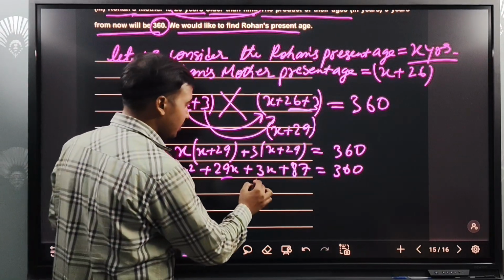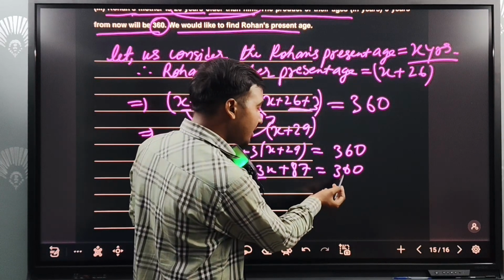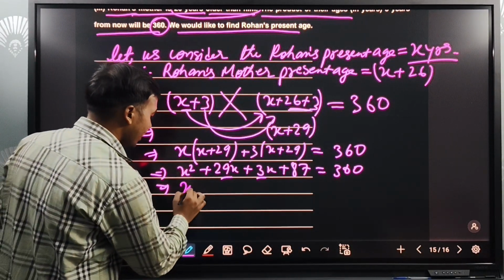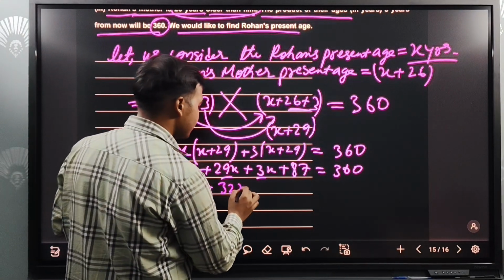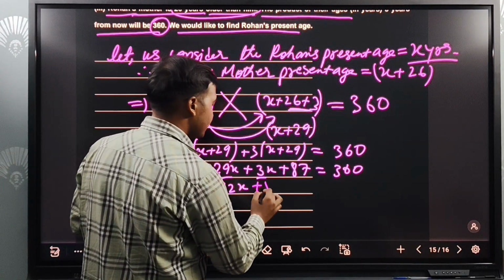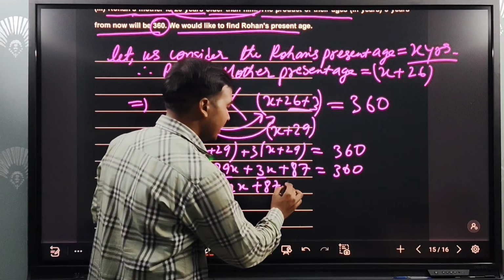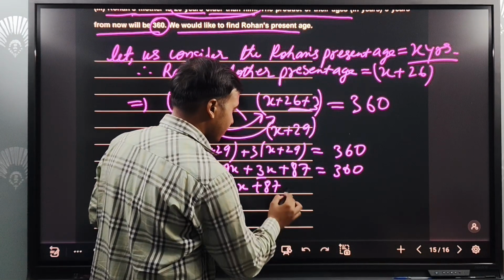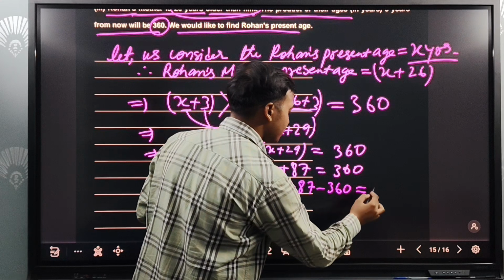Here both terms are like terms, and in the next step we will bring the 360 to the left hand side. So it will be x square plus 29x and 3x, you will get 32x plus 87, and on bringing the 360 to the left hand side you will get 87 minus 360 is equal to 0.